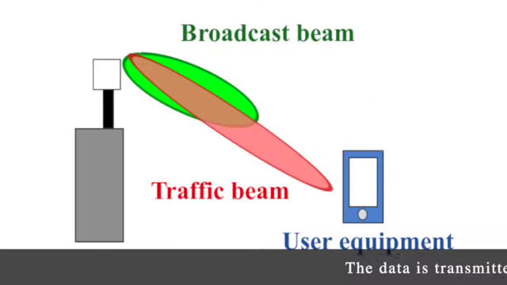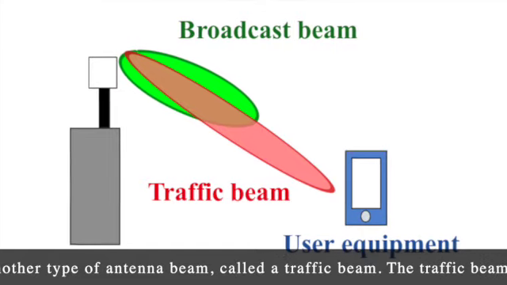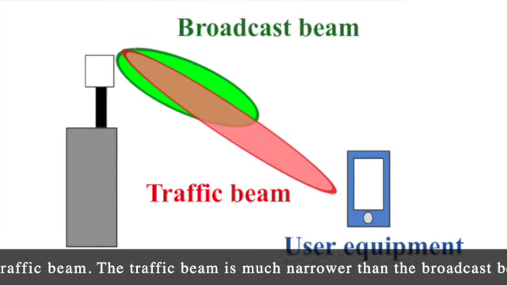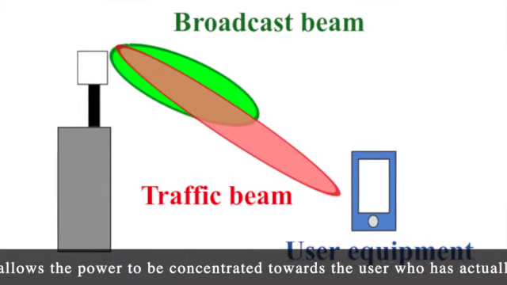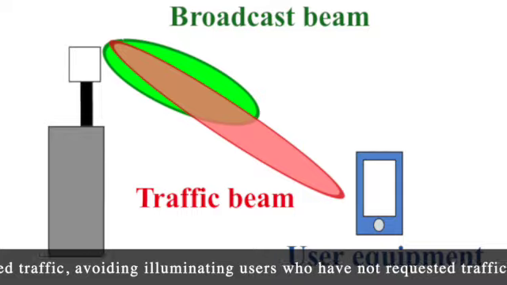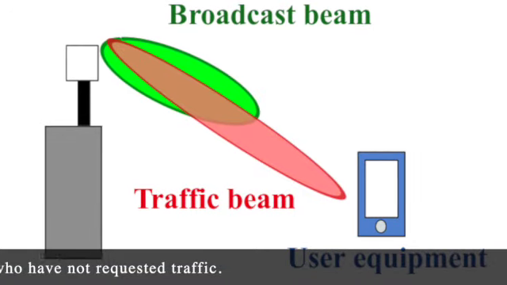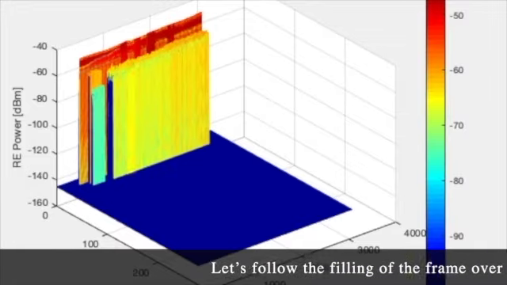The data is transmitted over another type of antenna beam, called a traffic beam. The traffic beam is much narrower than the broadcast beam, and allows the power to be concentrated towards the user who has actually requested traffic, avoiding illuminating users who have not requested traffic. Let's follow the filling of the frame over time.